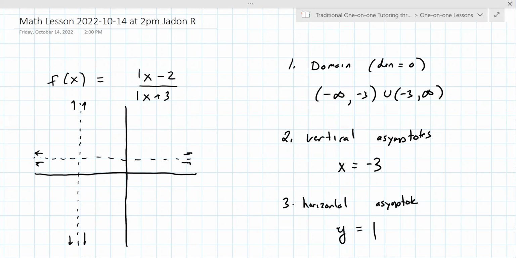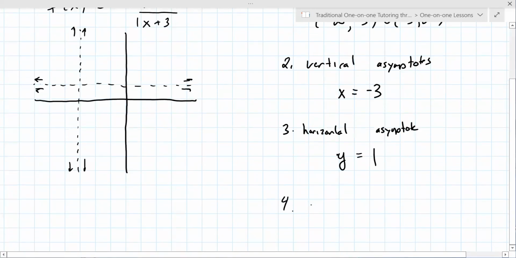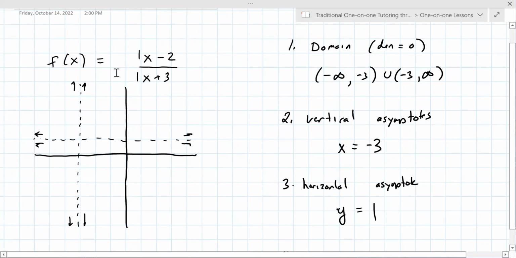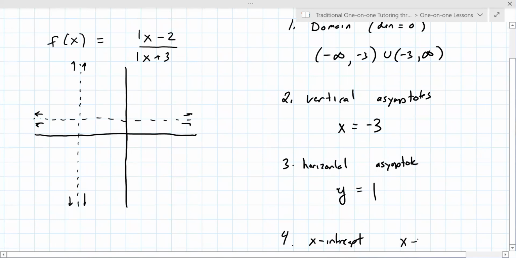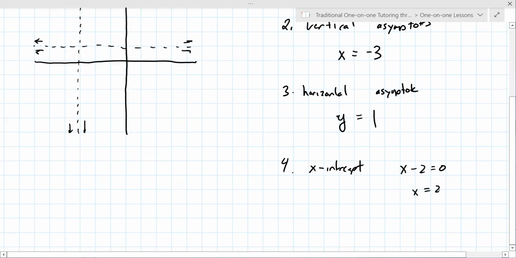All right, so then the third and, I don't know, fourth and fifth things we'll say were intercepts. Okay, so let's start with the, I guess we did x-intercept. It doesn't really matter. Do you remember how to find the x-intercept of this equation? You set the numerator to 0. Yes. So you said x minus 2 equal to 0, and you get x equals 2. And that's a point there.